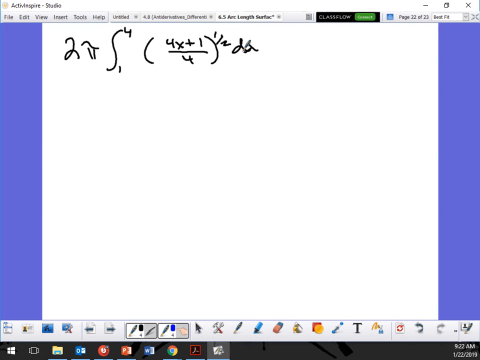What can I do with that 4 on the bottom? What does it come out as? It'd be a 2, right? Because I could separate this right here. So this is over 4, so the square root of 4 is 2, right? So it's 1 over 2. Yes? And what's going to happen to the 2 that's out here with that 1 over 2? Goes away. So now I'm going to have pi 1 to 4 of 4x plus 1 to the 1/2 dx.